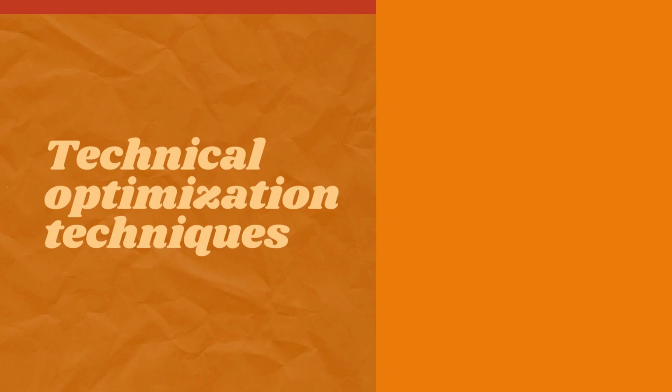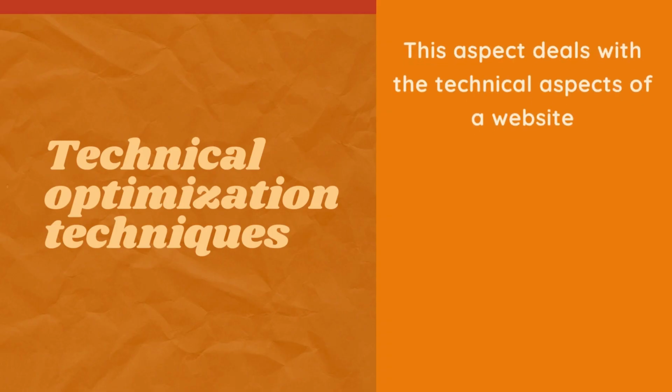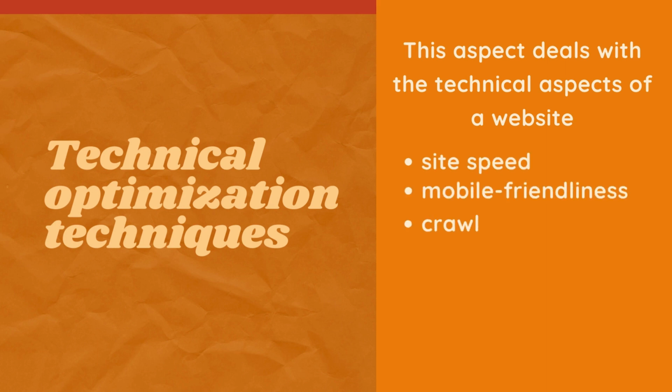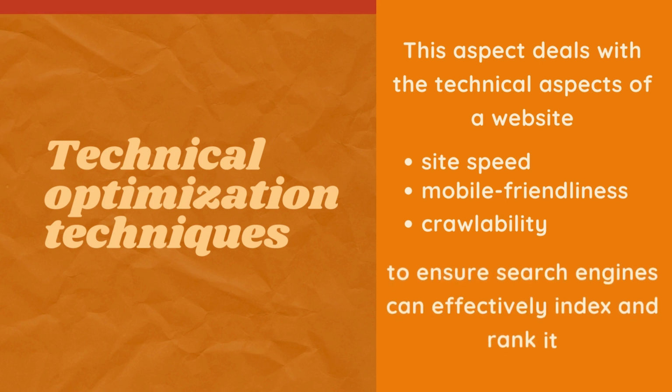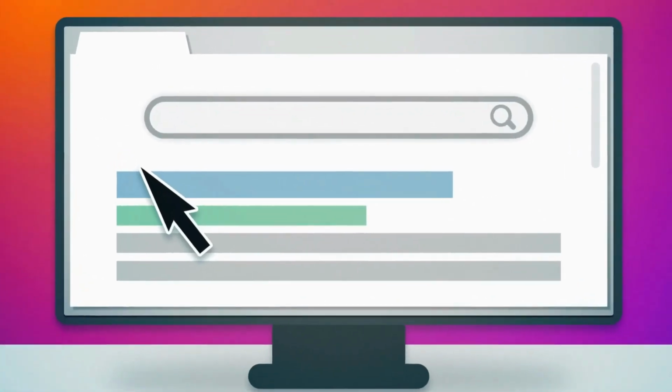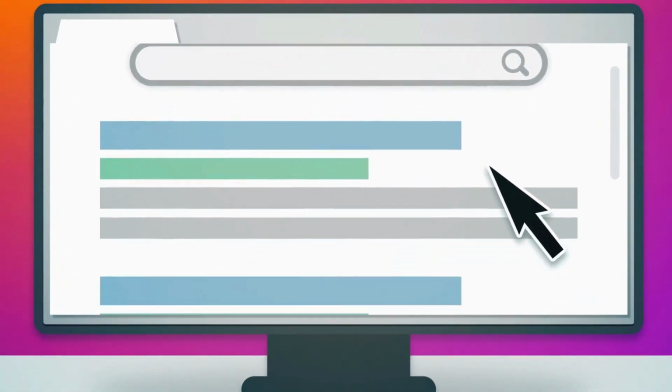Now, this aspect deals with technical aspects of a website, including site speed, mobile friendliness, crawlability, and it basically ensures that search engines can effectively index and rank your website. Now, by index, I mean it picks up the keywords that you're using and starts ranking you for those keywords. That's getting indexed. That means Google has looked at this page, they've reviewed your homework, and they've credited you accordingly. So you definitely want to get indexed so that you can rank.